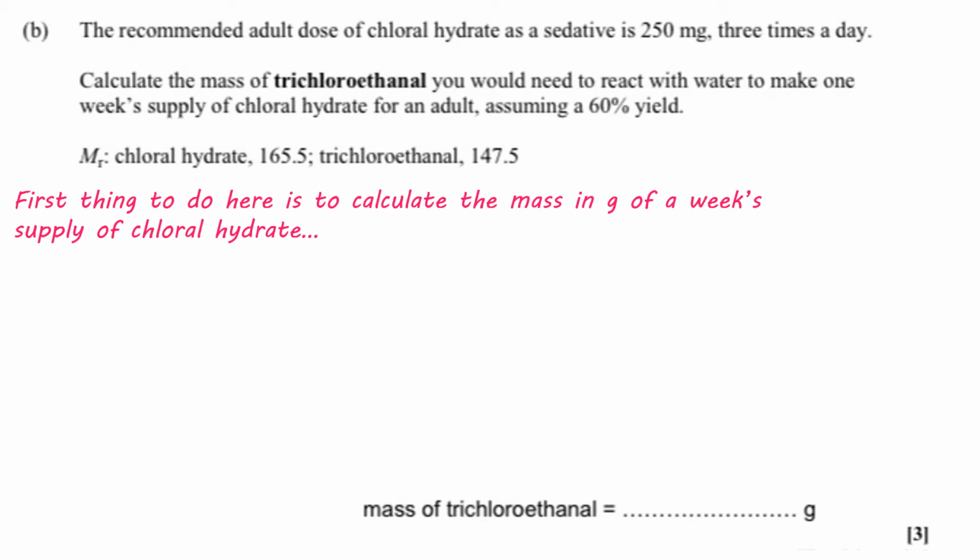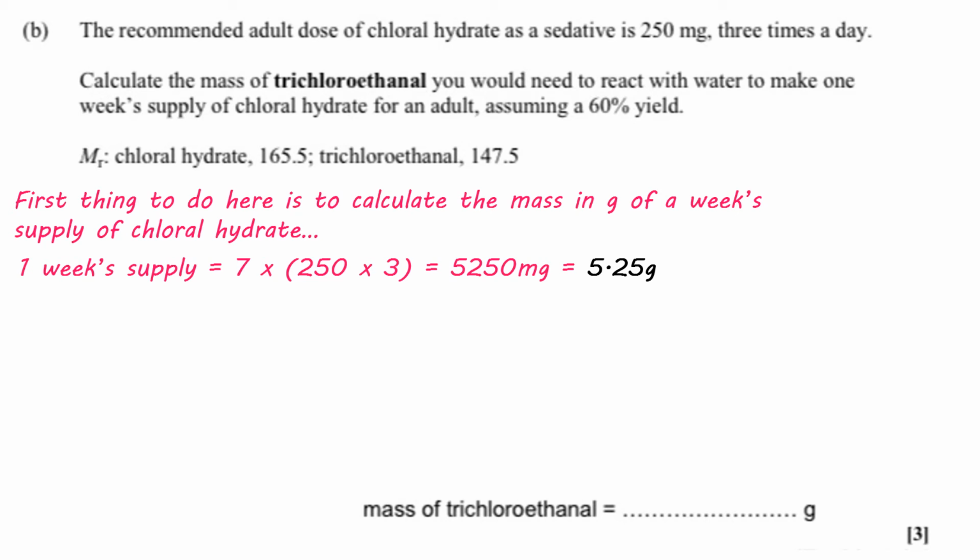Firstly, we need to work out the mass in grams of a week's supply of chloral hydrate. And it says that the dose each day is 250 milligrams, 3 times a day. Now there's 1,000 milligrams in 1 gram. So let's take the milligrams first. Each day is 250 times 3, so a week is 7 times that, which makes 5,250. Dividing that by 1,000 to get grams gives you 5.25.